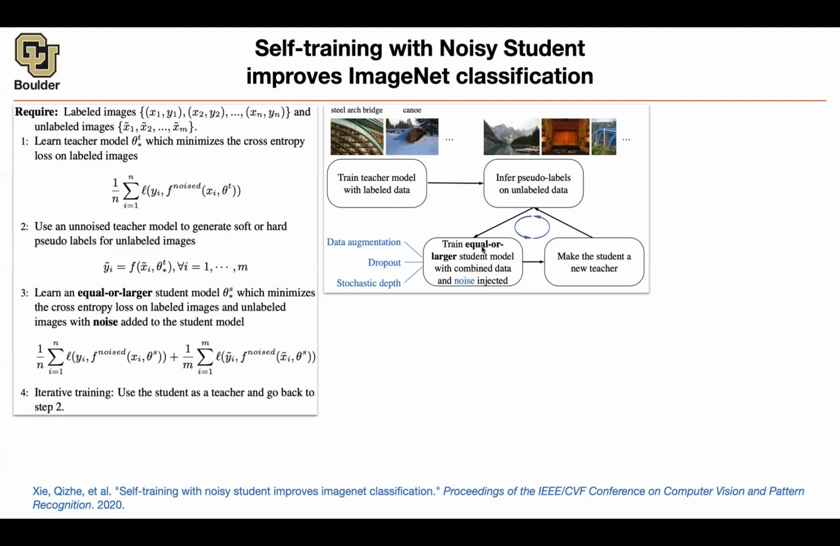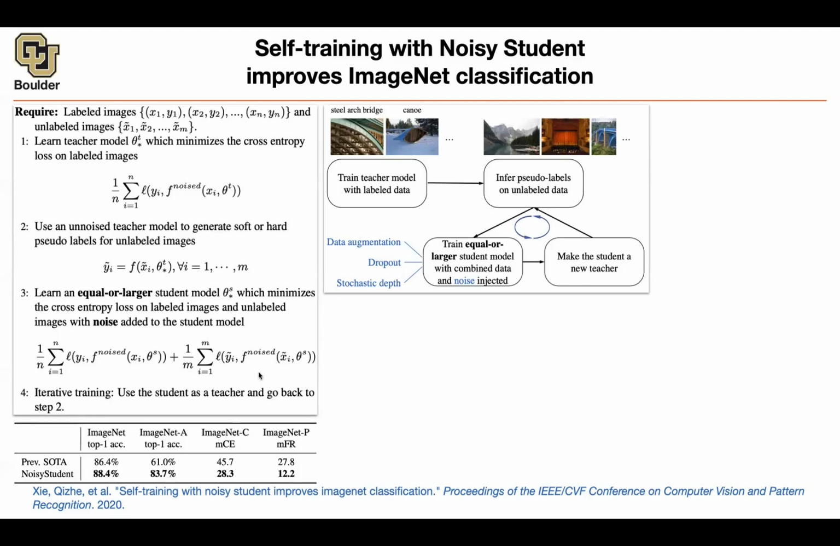And the cool thing about this strategy is the first time that you train a teacher, you have very few labeled data. Perhaps you're going to start with a smaller teacher so that it doesn't overfit, and then gradually increase its size for each iteration in this loop. That's why you're training an equal or larger student. And then the student is going to end up being the teacher. You go back, and then you keep repeating this pattern. It turns out that the noise is extremely important here.